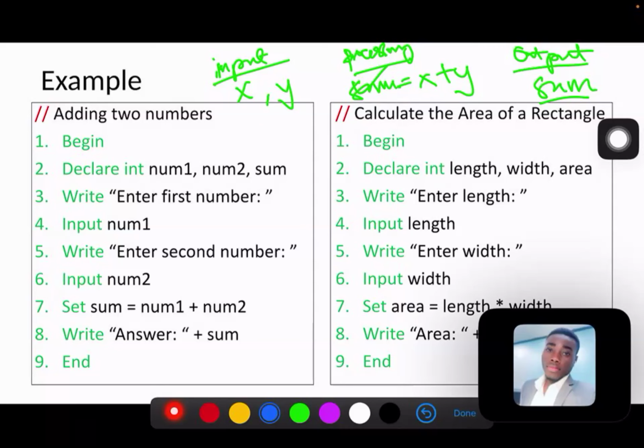So I was saying that for the display of the answer, can you use display answer and then the num2? Oh, yes. Like I said, you can use any of the synonyms. You can do display, you can do print, you can do show, and so on and so forth. Are you okay? Yes, please. Any other questions?